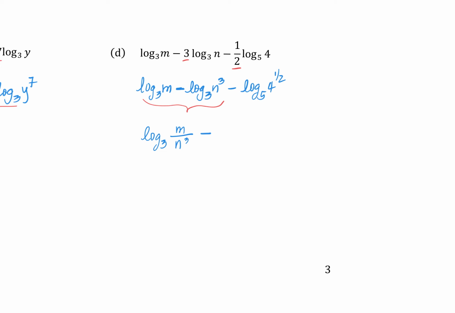Although I can't combine because this is a different base, it's base 5, I can rewrite that 4 to the 1/2. Remember, that is the square root of 4. So I can replace 4 to the 1/2 with 2. And that's it. I can't go any further there. So it was not possible to write this as 1 log.